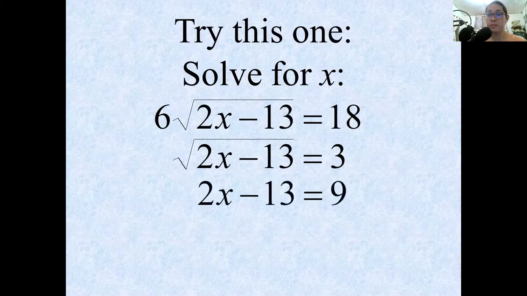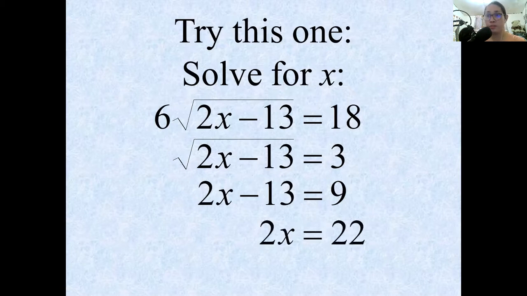Next, square both the left and right sides of the equation to remove the radical. So you have 2x minus 13, and 3 squared is equal to 9. Then isolate your x by transposing negative 13 to the right side of the equation, and that gives you plus 13. Or you can apply the addition property of equality. So that gives you 2x is equal to 22.